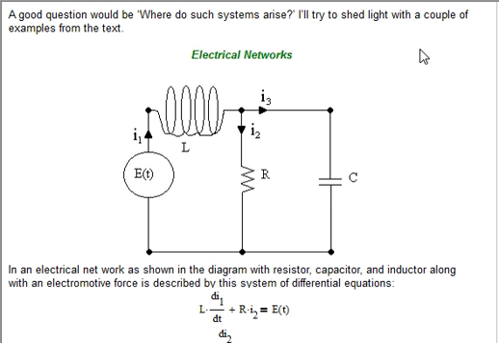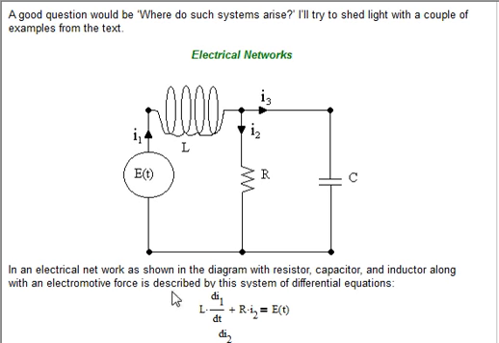Now, you might see this more often in electrical networks where the electromotive force E of t could be something that's on some of the time and off some of the time, much like alternating current, where some of the times it's 1, some of the times it's -1. Or it could be a sawtooth or something like that. That electromotive force might not be one of the typical functions we're used to seeing.